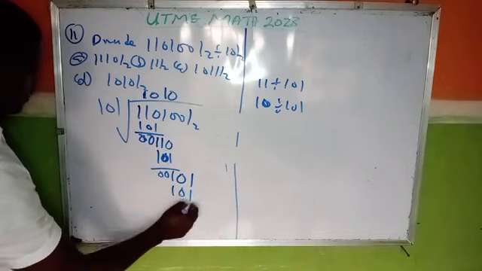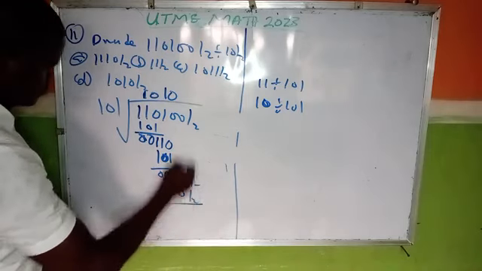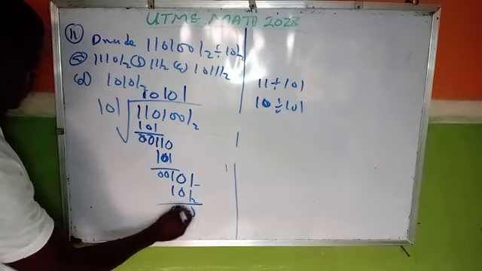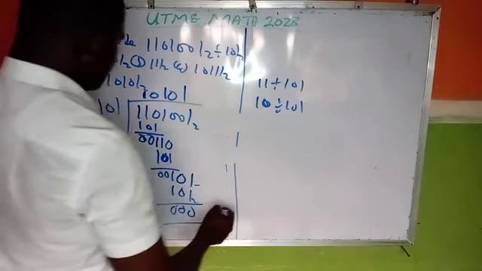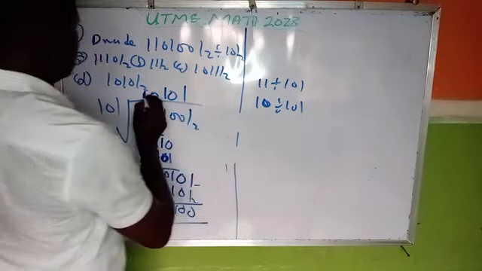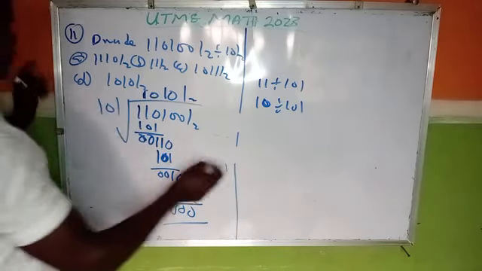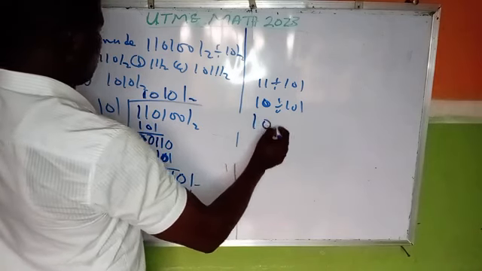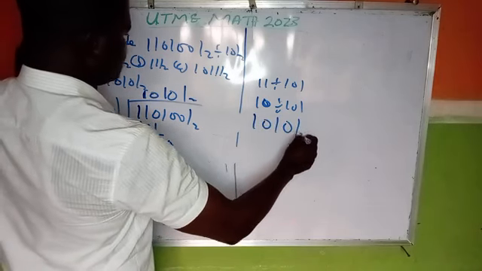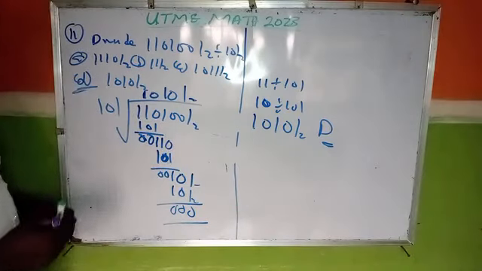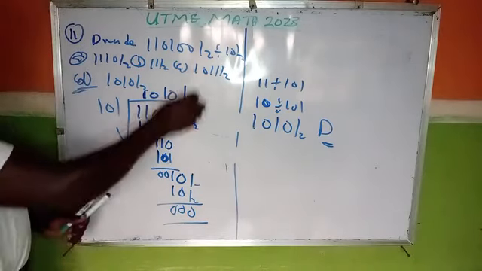So here is 101, base 2. This one will be 1 again. 0, 1 minus 1, 0, 0, 0. So your answer is what? Your answer is this, base 2. So where is this? It is D. So the answer is 101, 11, base 2. So that is D. So the answer is D. So you look at it again.